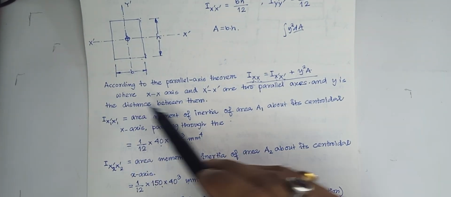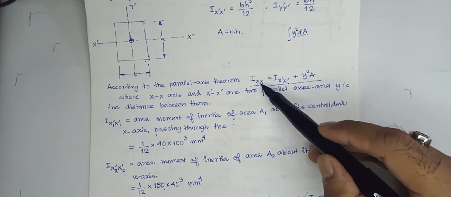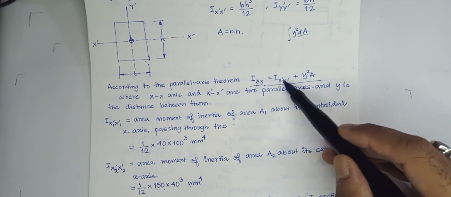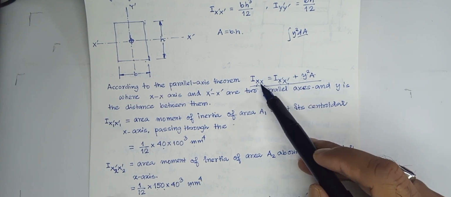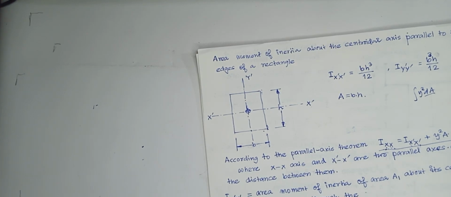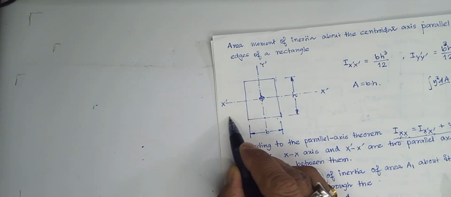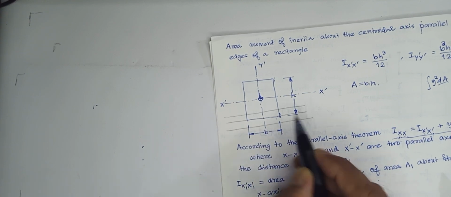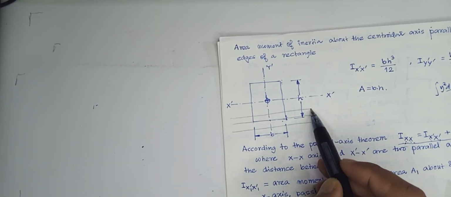So according to the parallel axis theorem, Ixx, that is the moment of inertia about any axis which is parallel to the centroidal axis x prime x prime, this axis xx can be anywhere. It can be here, it can be here, it can be here, anywhere, but the only constraint is that the axis should be parallel to this.